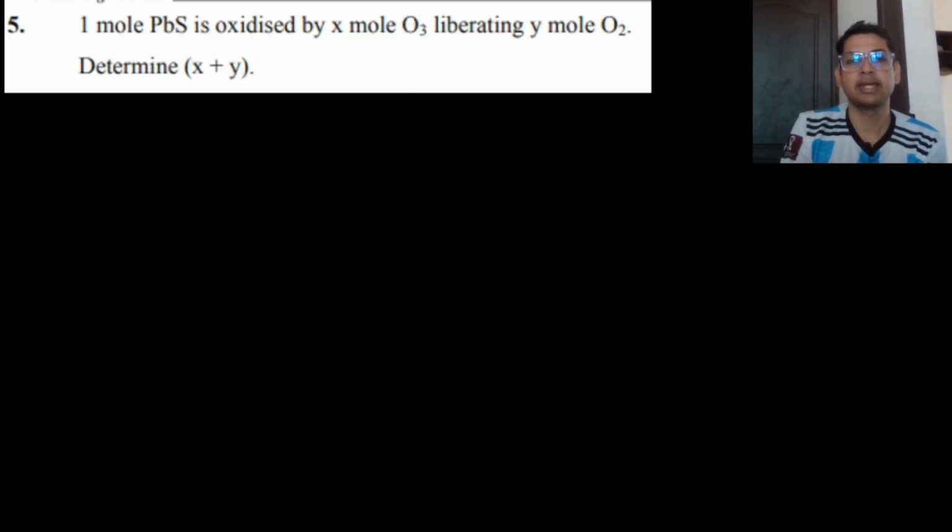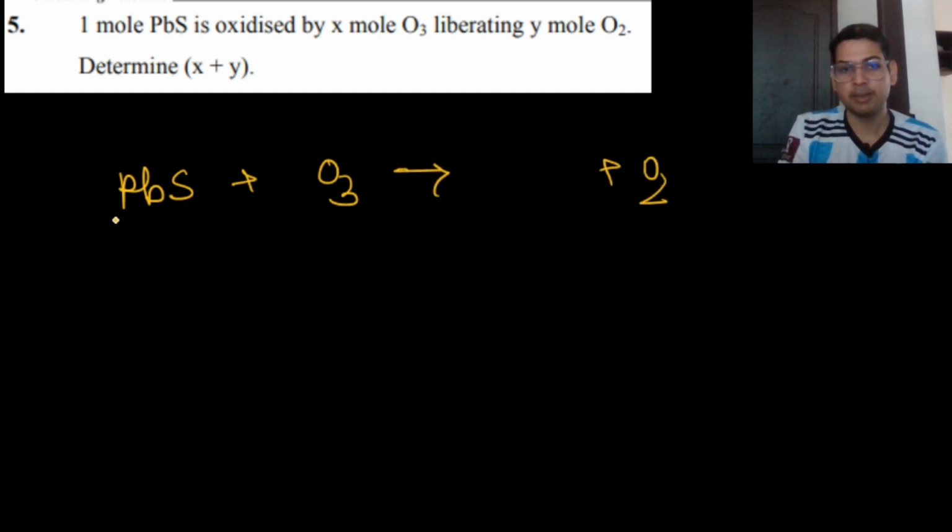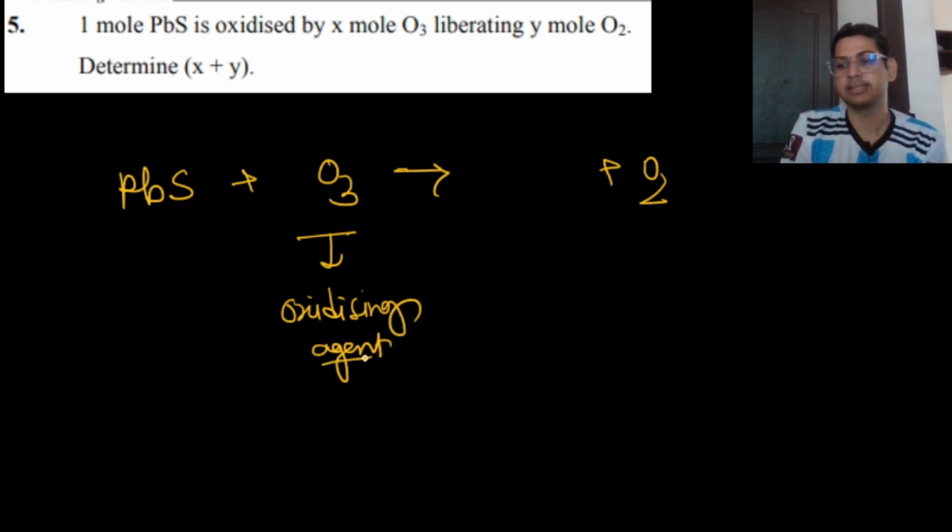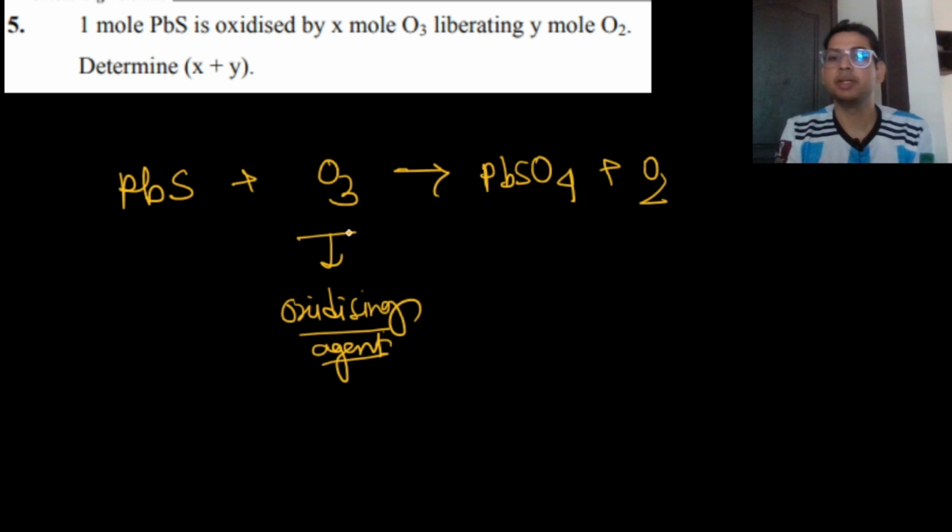Okay, now going to the next question. This question is not a good question, I feel, but yeah, we have to take PbS and react this with O3, liberating Y mole of O2. So you are getting O2, and obviously ozone is an oxidizing agent, so it will oxidize PbS to PbSO4.